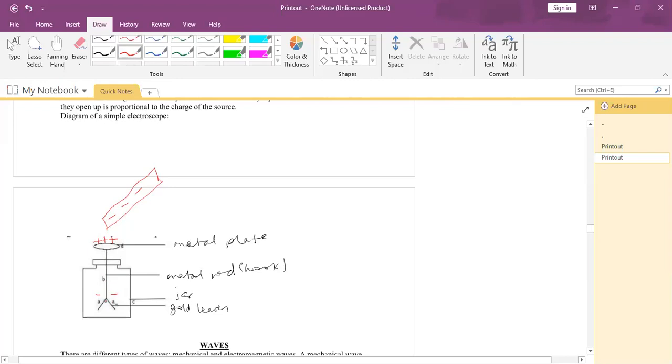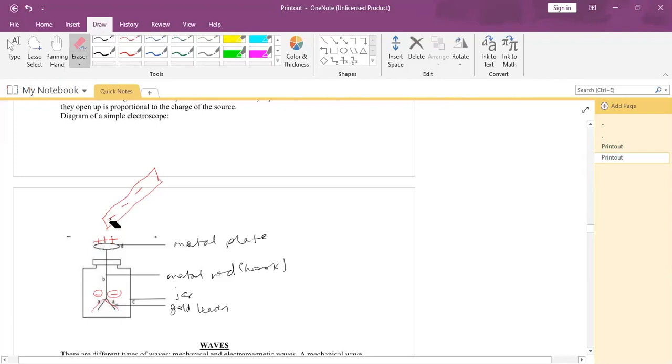So what's going to happen here? You have a negative charge on this plate, and a negative charge on the other plate. Because they're the same charges, same charges always repel, they move away. So the leaves will move apart from each other, and that will tell you that there's a charge on the material you're dealing with. So that's what it does, to detect the presence of charges.